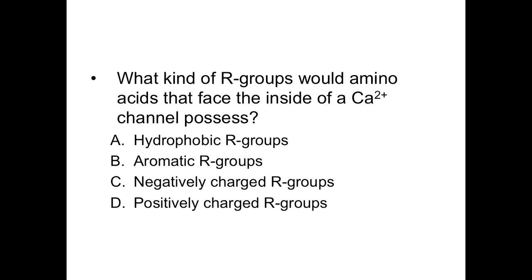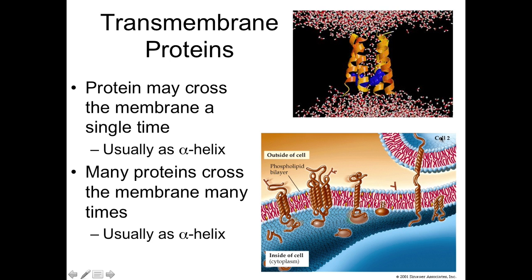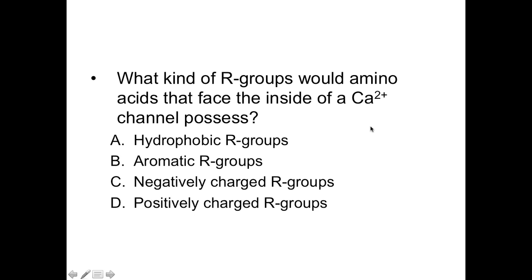What kind of R groups would amino acids that face inside a calcium ion channel have? Okay, a calcium ion channel is going to look like this, where part of these alpha helices face the membrane and part of them face inside the calcium ion channel. So the calcium ions go through the channel. This question is asking you what kind of R groups would face the inside of that channel, right? So they would have to be attractive to calcium ions.